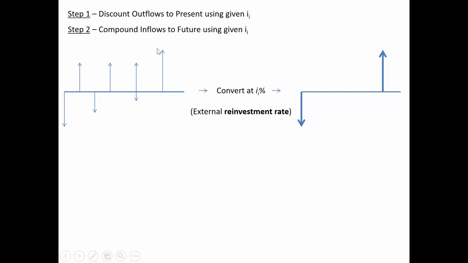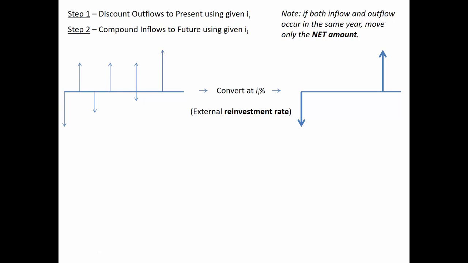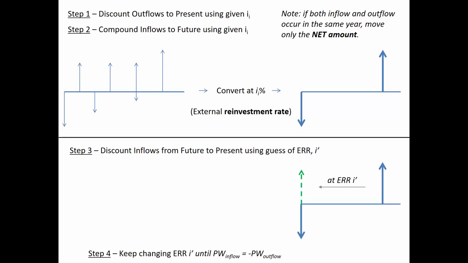Step two, take all of the inflows to the future. Again, making the conversion at the external reinvestment rate. So that's step one and step two. So you'll now have some cash flow diagram that looks like this. And now, see this, where there was an inflow and an outflow in the same year? Take the net amount. So if it's a net positive, take it to the future. If it's a net negative, take it to year zero. But don't take the bottom part to year zero and the top part to the future. Because if you take both of them their separate ways, it'll give you the wrong answer. You have to find the net difference if both inflows and outflows occur in the same year. So that's an important word of warning.